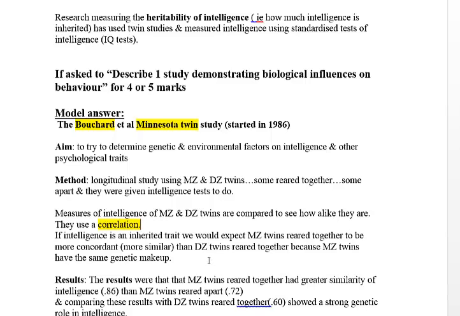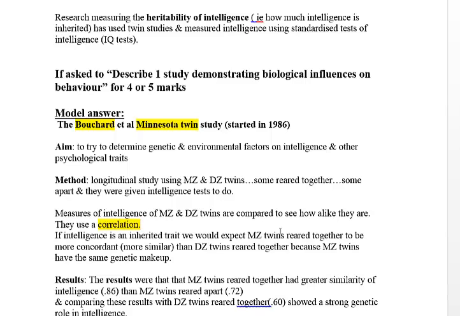But we're saying if it's a biological cause, if it's caused by nature, in your genes, your intelligence, then if you've got identical twins, they should have the same IQ. So that's what we're looking for. We would also expect that concordance, that similarity, to be higher than for DZ twins who are reared together. So here we're talking about twins reared together.